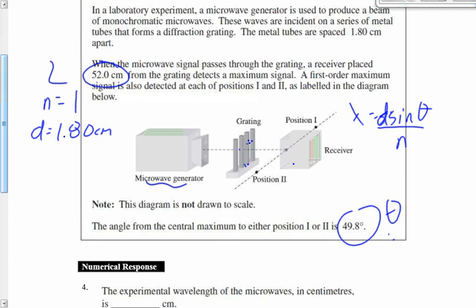When we do, if we convert it to meters, we end up getting 0.0137 meters, or 1.37 centimeters. They want you to express the answer in centimeters, so let's go with 1.37.